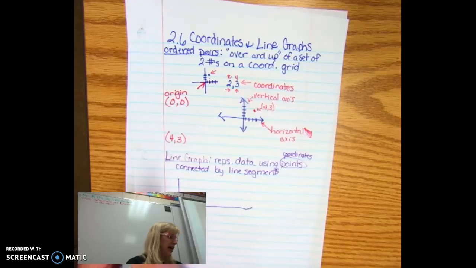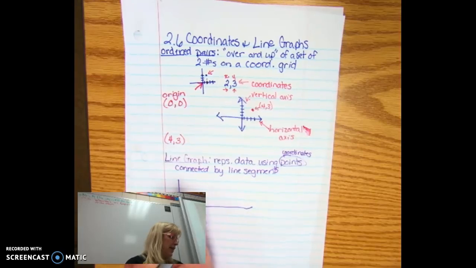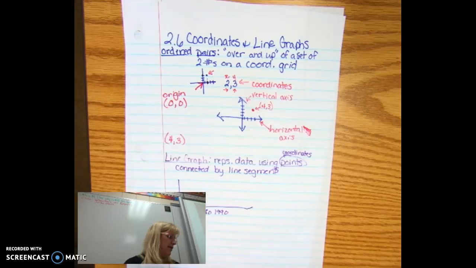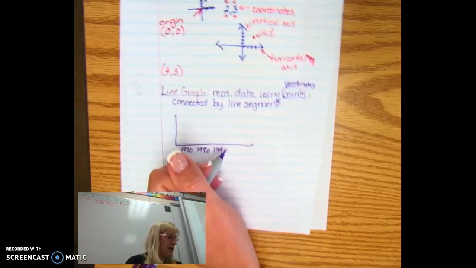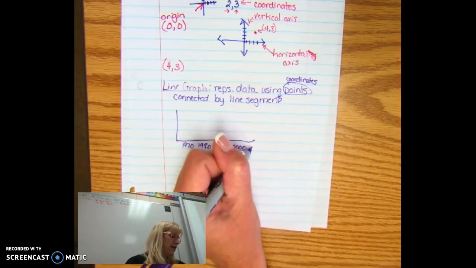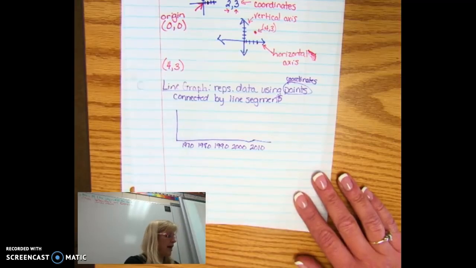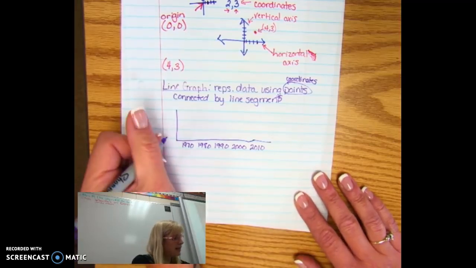movie tickets over time. So let's do like 1970, 1980, 1990, 2000, and then 2010. Okay, and let's start over here.